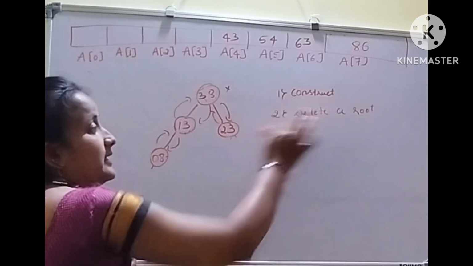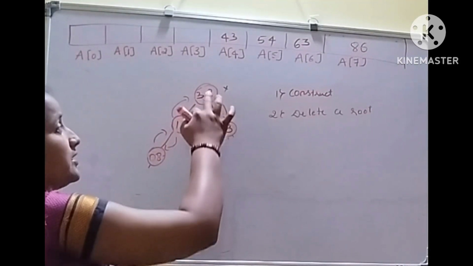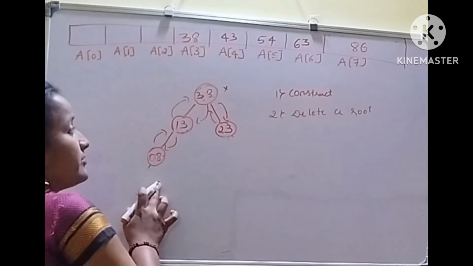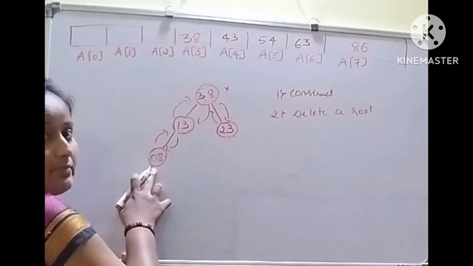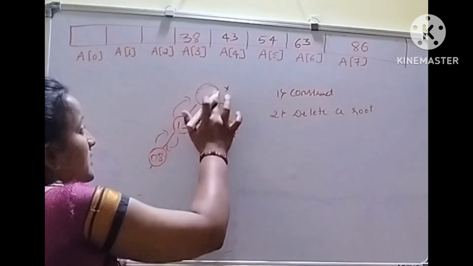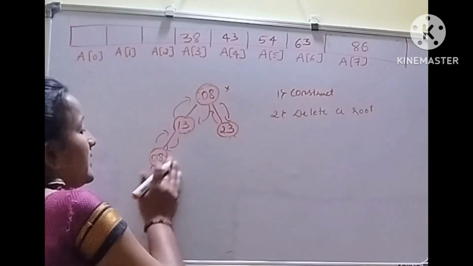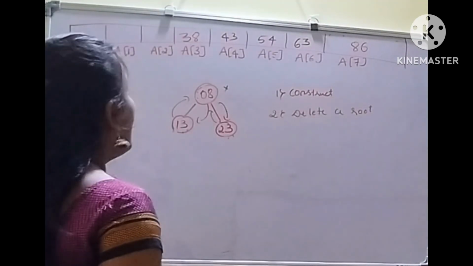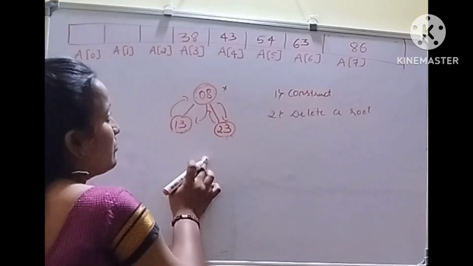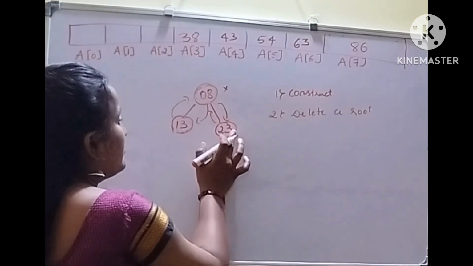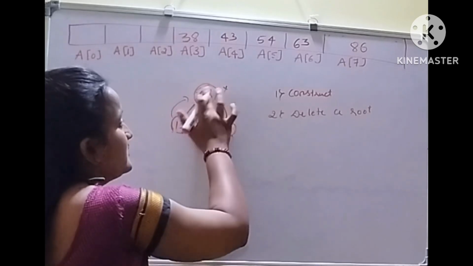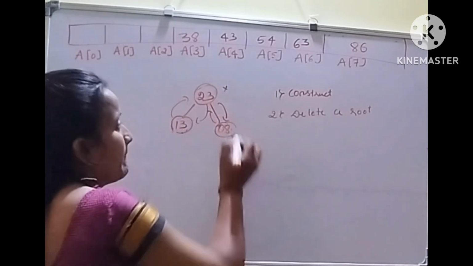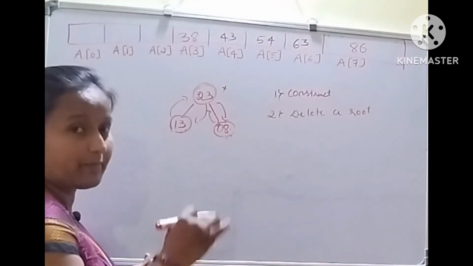The next step is what? Delete the root node. Which is the root node? This 38 will be deleted and stored, replaced by the last node of this complete binary tree. The 08 is the last node, so this 08 will go here and this value will be erased. Now after this, check out the rule of this heapify method. So what do we have to do? Among these two children, 23 is greater. 23 will come here and 08 will go here. We are just swapping the elements.